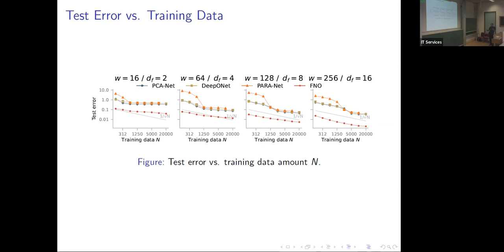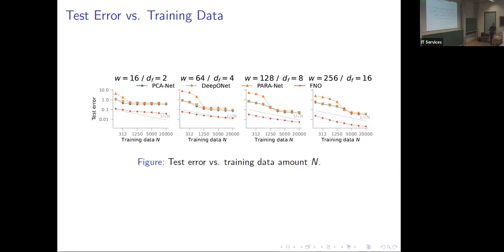So as we go through these panels, we're increasing the number of parameters which are available to the Fourier neural operator. And when there are enough, you see that the error decreases as a function of the volume of data, like the square root of n, which is given by this curve here. And that is the Monte Carlo rate.